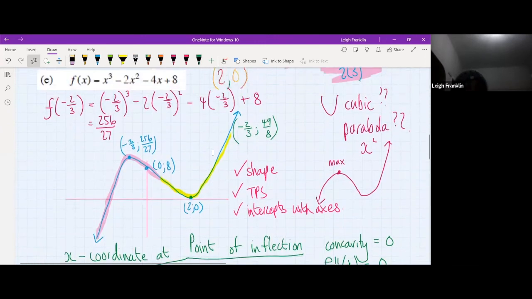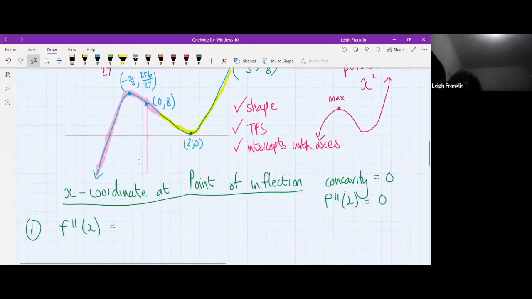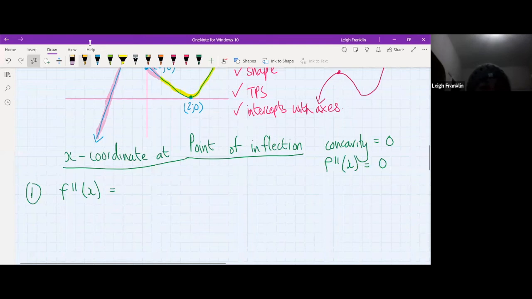So you are going to derive the first derivative. Remember that this is our first derivative up here. Let me just highlight it in yellow for you. If you've got that on your page, just work from there. You don't have to rederive all the way from the very beginning again. So your first derivative is 3x squared minus 4x minus 4. I'm just going to write that over here. Our first derivative was 3x squared minus 4x minus 4.